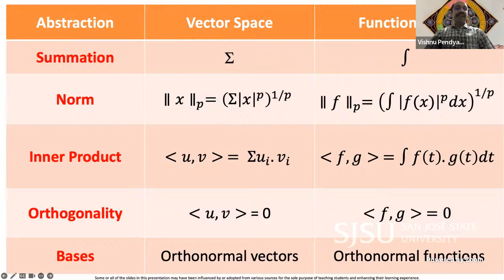And similarly, the inner product is the same thing. Inner product is sigma u times v. Actually, many people use dot products and inner products synonymously, but there is a difference. Dot product is one type of inner product. The definition of inner product is much more general. That's why it applies to functions as well. So inner product has to follow certain properties. We are going to talk about it in a subsequent slide.